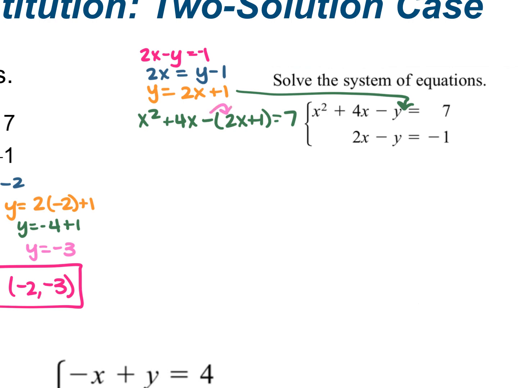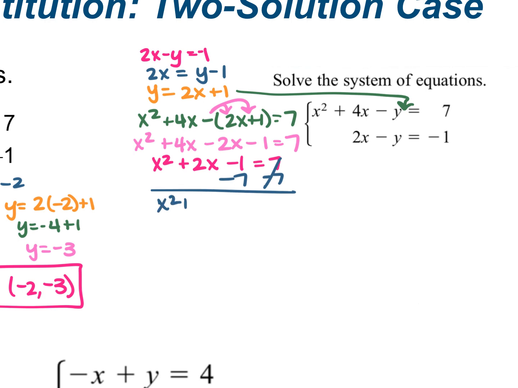From here, that negative distributes in to give us x squared plus 4x minus 2x minus 1 is equal to 7. Combine your like terms on the left side. That's x squared plus 2x minus 1 is equal to 7. Move your 7 over, subtract it from both sides. You have x squared plus 2x minus 8 is equal to 0. Your factors of negative 8 that add up to be 2 are 4 and negative 2. So that's x plus 4 times x minus 2 is equal to 0.